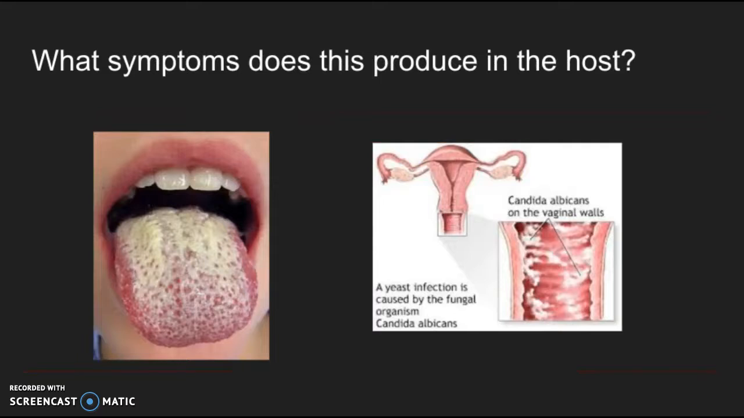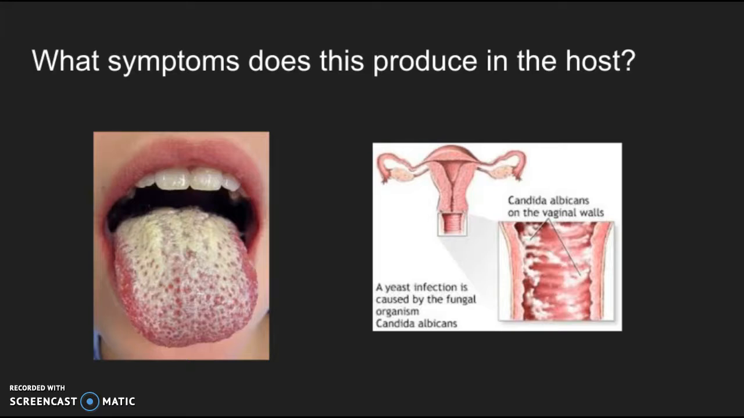Symptoms differ depending on the type of infection and where the infection is taking place. The most common symptoms include irritation, itchiness, UTIs, redness, swelling, or creamy white lesions on the tongue with a cottage cheese-like appearance, as seen in this picture on the left, which is caused by oral thrush. This is an infection that occurs when the yeast infection caused by Candida develops on the inside of the mouth and tongue.